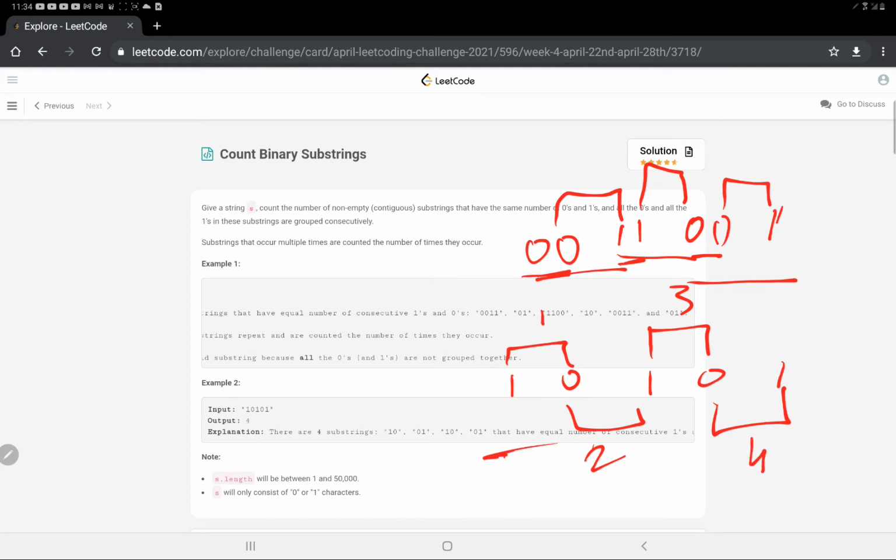The length of the string would be from 1 to 50,000, and it will only contain 0 and 1. So if it only contains 0 and 1, then after 0 it would be 1 only. One transition is always there, because 0 to 1 and 1 to 0. The length is from 1 to 50,000, so it can't be null, and it can be a single character as well. In that case we will return 0, I think. So that's the test case.